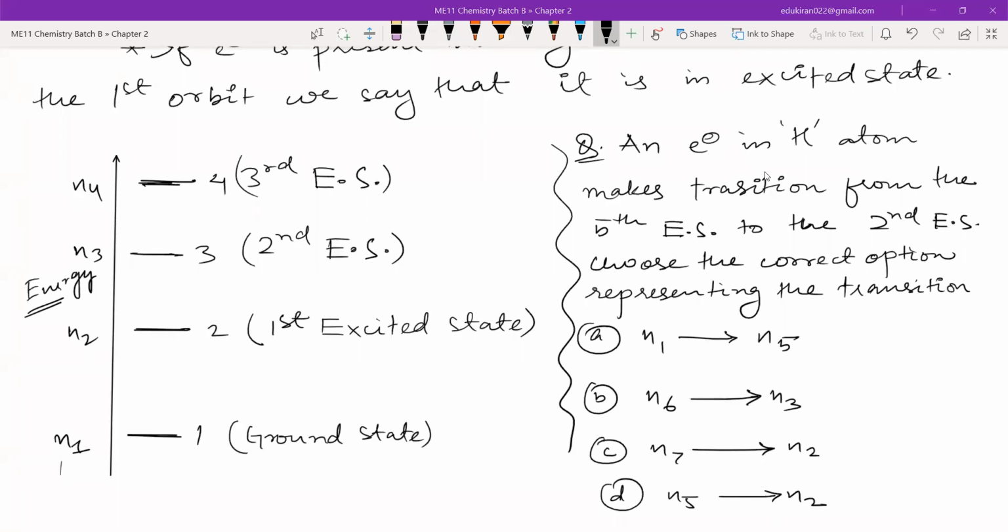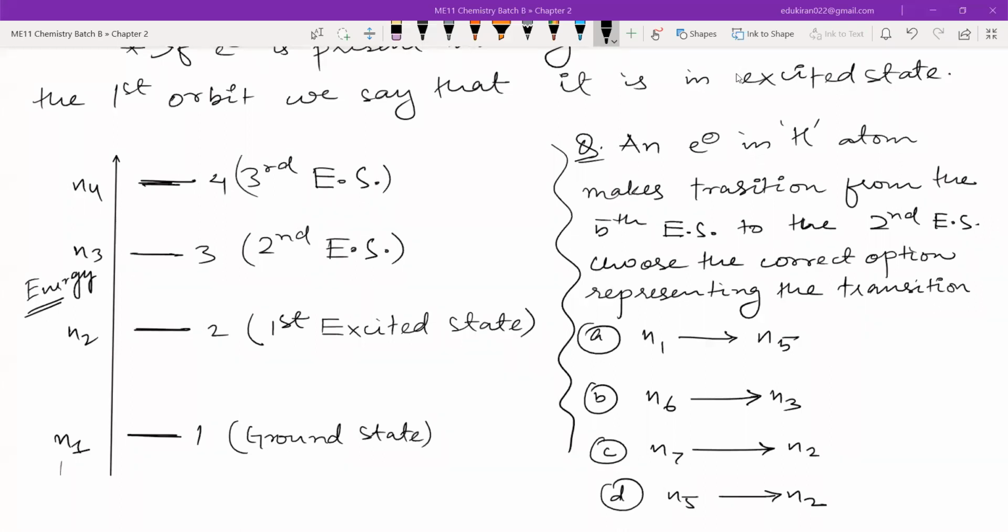Yes, Abhinav, correct. An electron in a hydrogen atom makes a transition from the fifth excited state to the second excited state. Mohammed Umar, please see the energy diagram that I have drawn, then answer again. Yes, Mohammed Umar, correct.